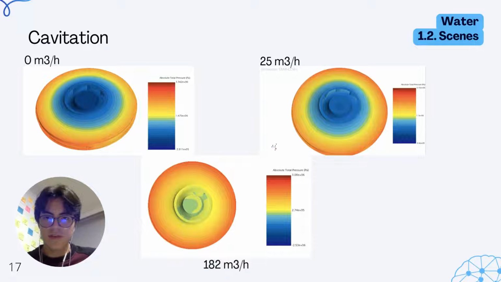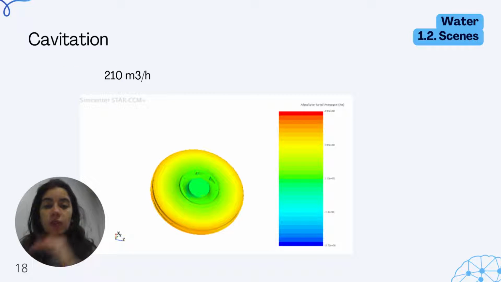Now we have the result of the cavitation seen in every volumetric flow. Here we can see the cavitation at a volumetric flow of 210. We can see that it is in a range in the middle, so we can say that it is a good flow and a good condition.